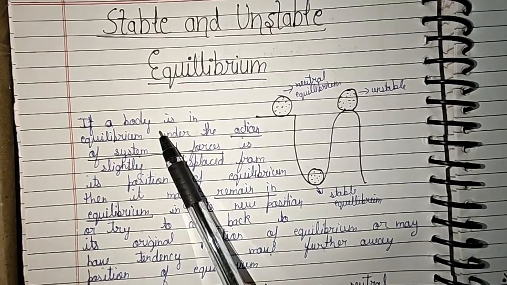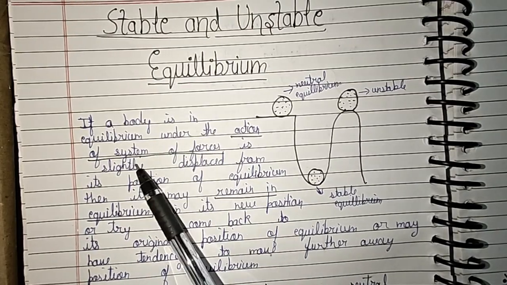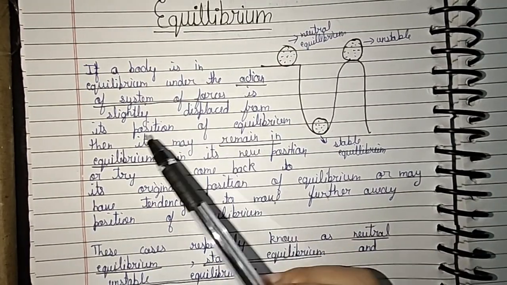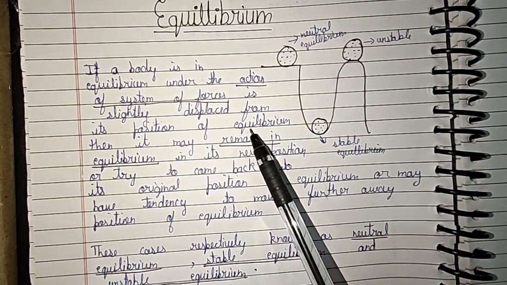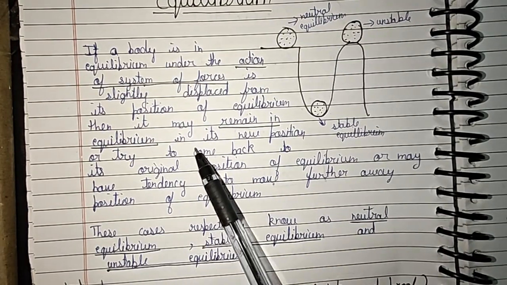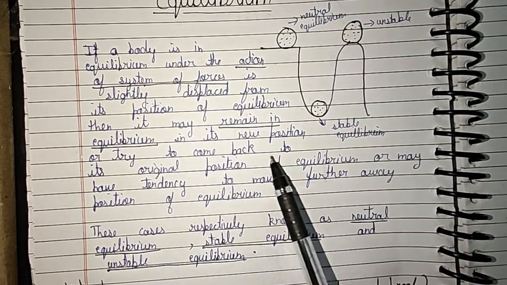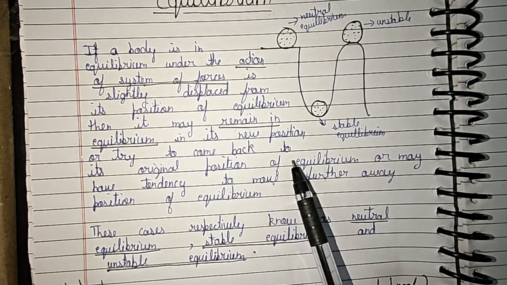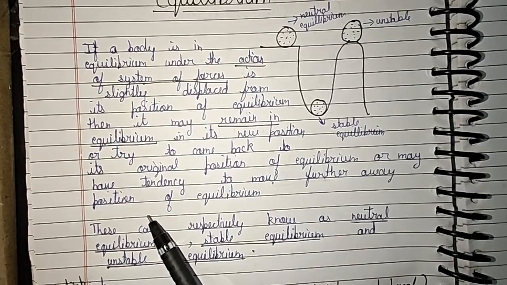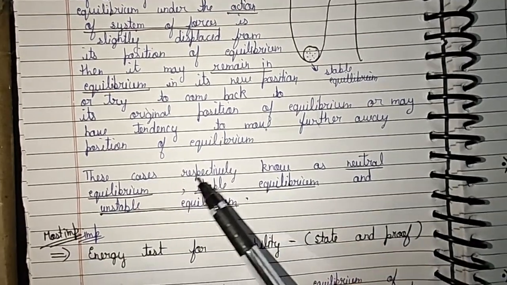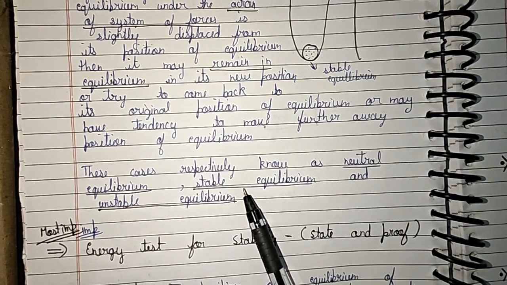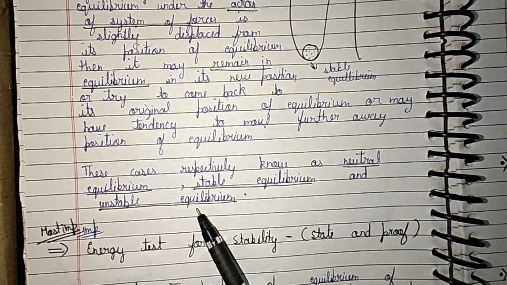If a body is in equilibrium under the action of a system of forces and it is slightly displaced from its position of equilibrium, then it may remain in equilibrium in its new position, or try to come back to its original position of equilibrium, or it may have the tendency to move further away from the position of equilibrium. These cases respectively are known as neutral equilibrium, stable equilibrium and unstable equilibrium.